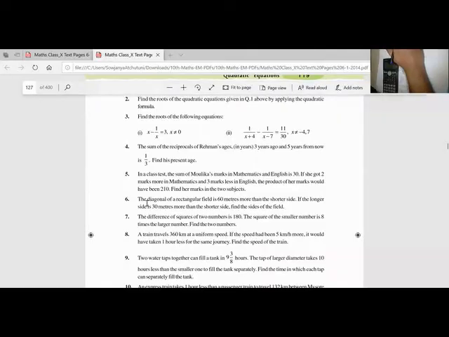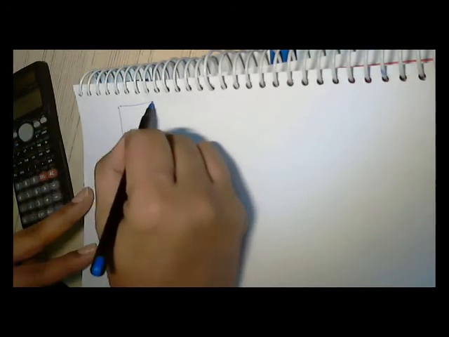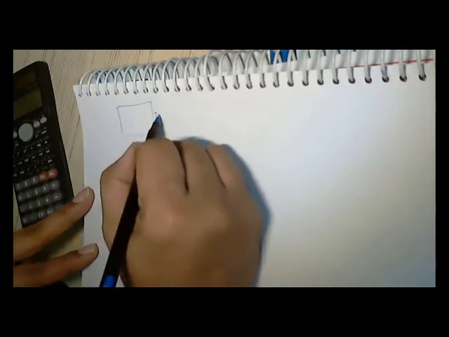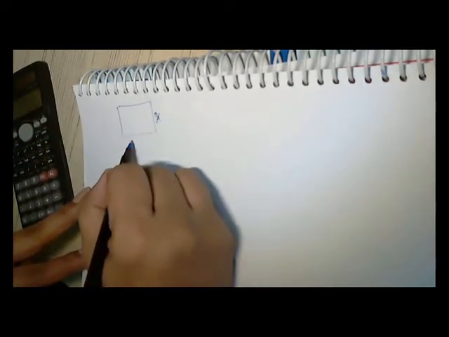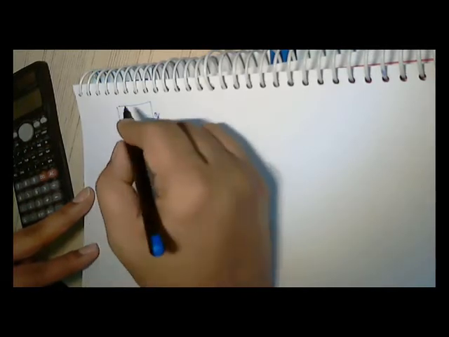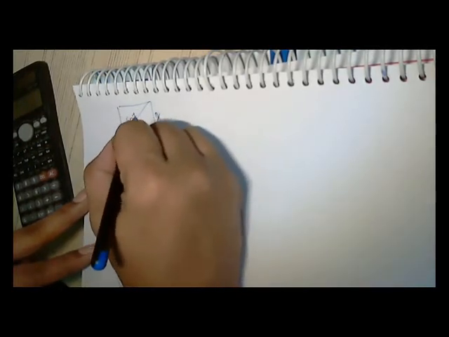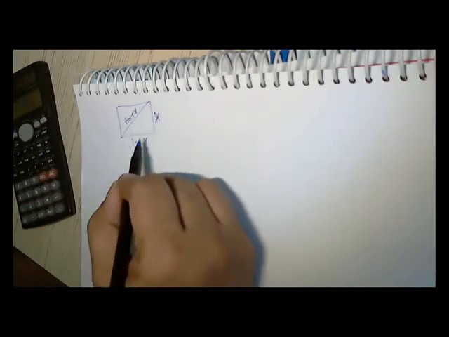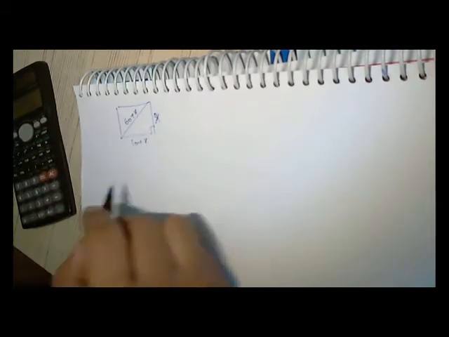Now this problem. The diagonal of a rectangular field is 60 meters more than the shorter side, and the longer side is 30 meters more than the shorter side. Find the sides of the field. Let us see. This is the diagonal. Let the shorter side be x. So the longer side is 30 meters more than x and the diagonal is 60 meters more than x. So now we have a square plus b square is c square. This is a right angle triangle.